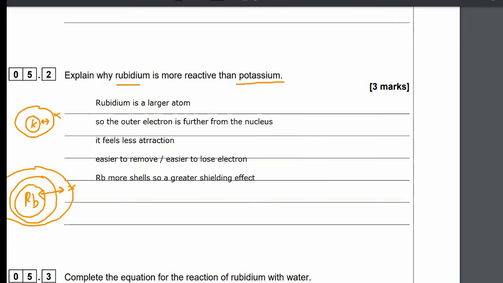Anyway, these are the 3 that I would concentrate on. It's a bigger atom, electrons further from the nucleus, so it's less attracted to the nucleus, easier to remove. Okay, I've put 4 marks. I think they should give you 4, but they're stingy.